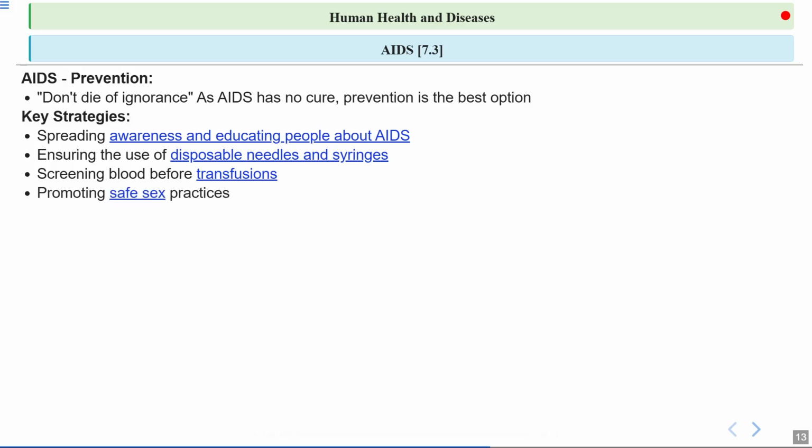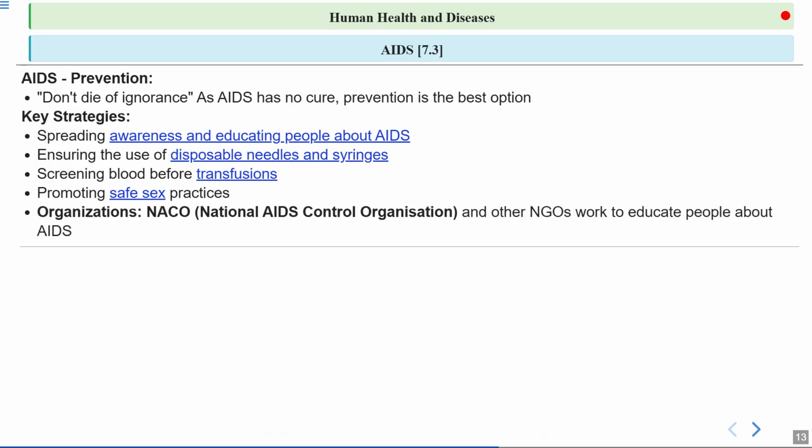Promoting safe sex practices is also crucial. Education should be given and awareness should be spread regarding safe sexual practices and how to prevent sexually transmitted diseases. Organizations like NACO, which is the National AIDS Control Organization, and various NGOs play a big role in spreading information and supporting prevention efforts.